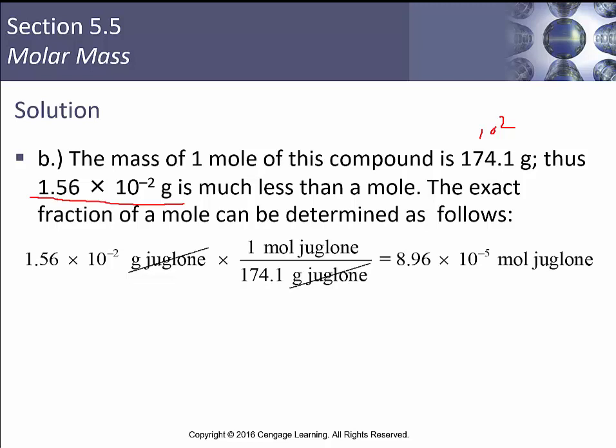The exact fraction of a mole can be determined as follows. We're going to take our 1.56 times 10 to the minus 2 grams of juglone. We're going to multiply by the inverse of the molar mass. We're going to divide, so we're doing 174.1 grams. Our grams cancel out. Notice we've included the molecular species as well, because that's part of our conversion factor. We're going to be left with units of moles, and we end up with 8.96 times 10 to the minus 5, which is pretty darn close to our original estimate of 1 times 10 to the minus 4. So our answer is within the ballpark. It's not going to be a lot of moles, and we're seeing not a lot of moles happening.